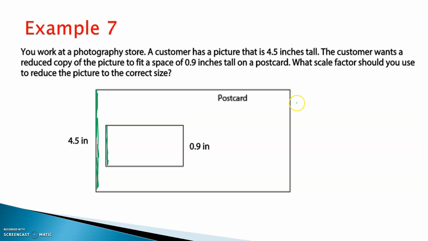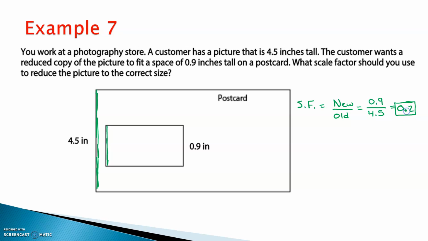Okay, so our scale factor should be new over the old. Okay, well, which one's the new one? Well, the new one is the one that I want here. It's the 0.9. What was the old one? Well, the old image measured 4.5 inches. Okay, well, if I divide that, let me use a calculator real quick. 0.9 divided by 4.5 is going to be 0.2. That is going to be our scale factor.